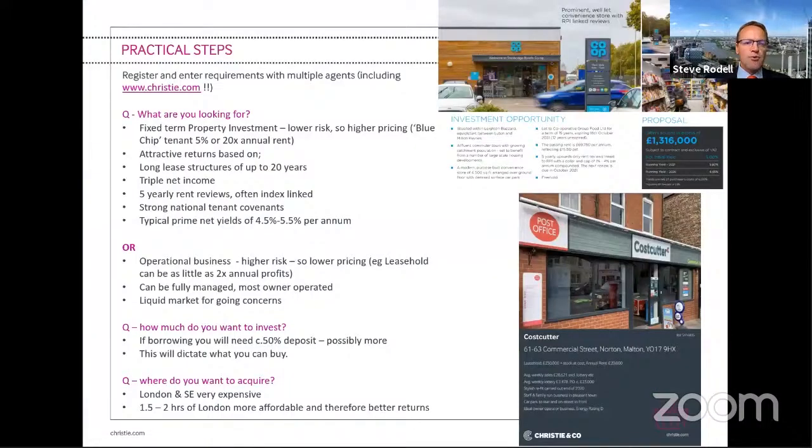Moving on to more practical steps, and what you can do to go and buy a business in the UK. And I'm going to talk about retail, but think laterally for any other industry. It's the same sorts of things that you need to think about.